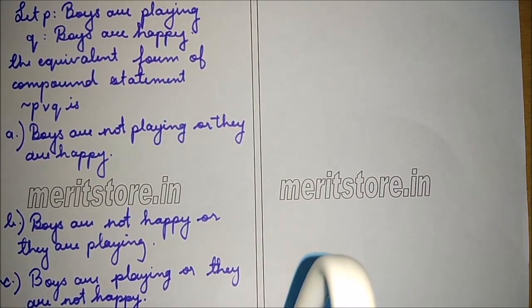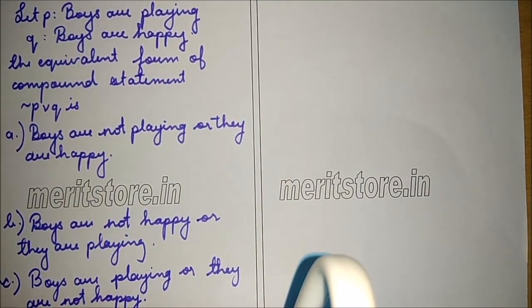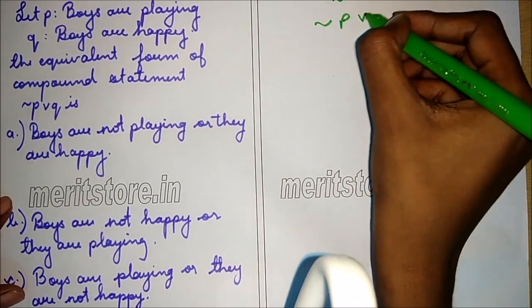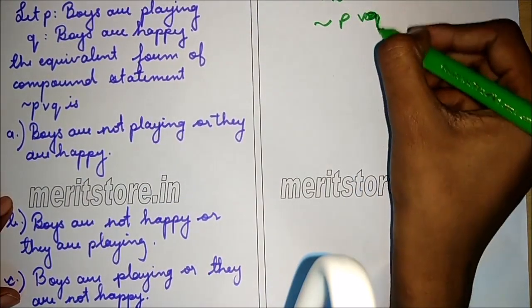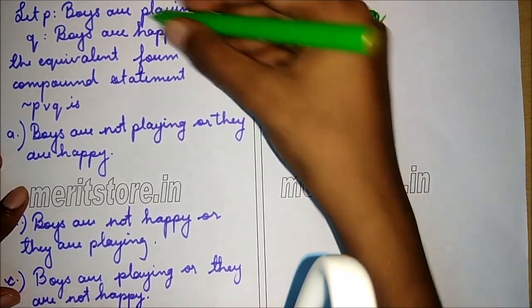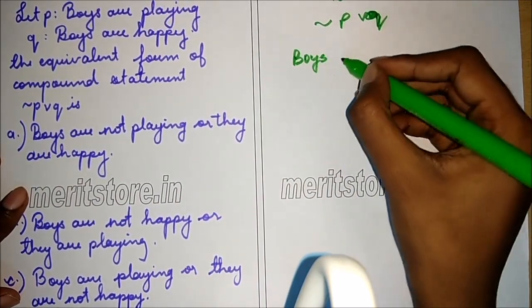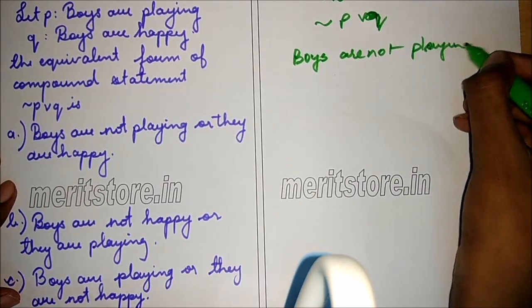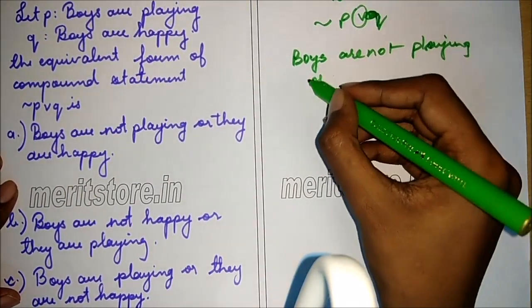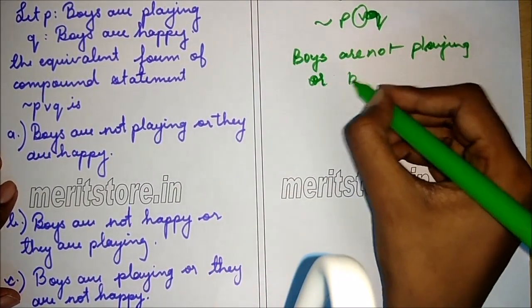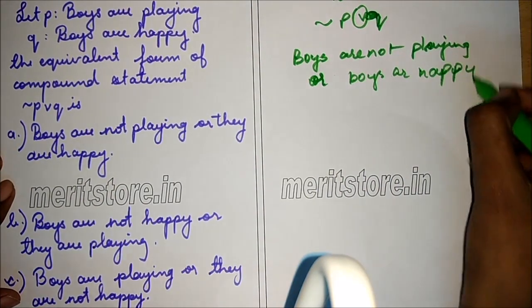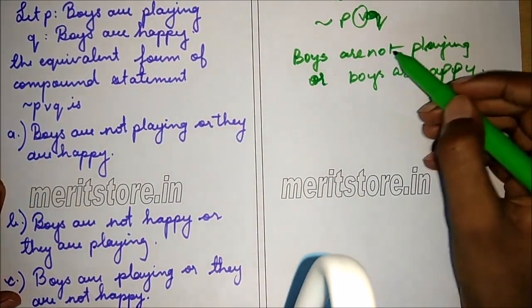P is the statement boys are playing, and Q is the statement boys are happy. Then find the equivalent form of the compound statement negation of P or Q. P is boys are playing, so negation will be boys are not playing. And we are using or, so this will be or Q, boys are happy. So this is the sentence.